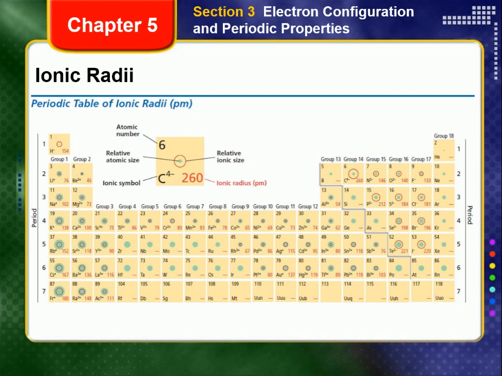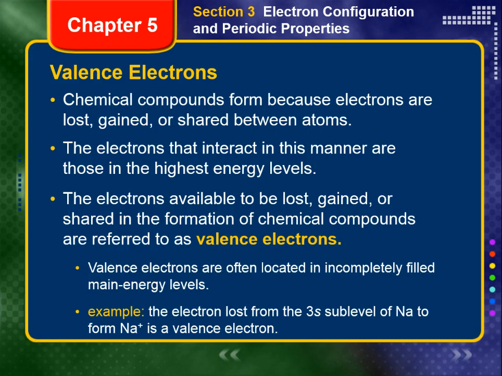Group trends. As in atoms, the outer electrons in both cations and anions are in higher energy levels as one reads down a group. Therefore, just as there is a gradual increase in atomic radii down a group, there is also a gradual increase in ionic radii.